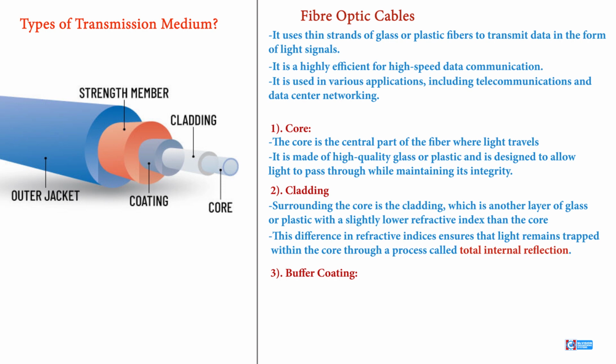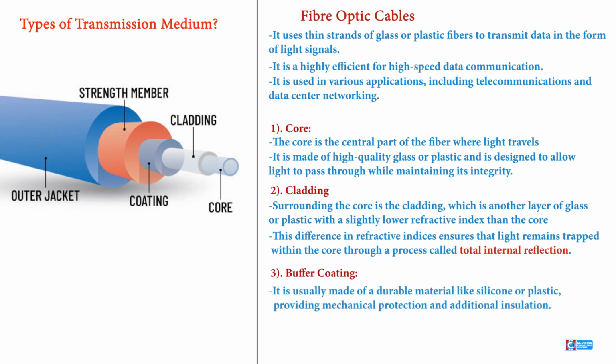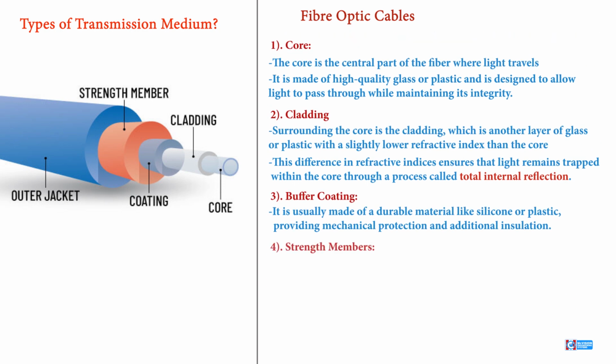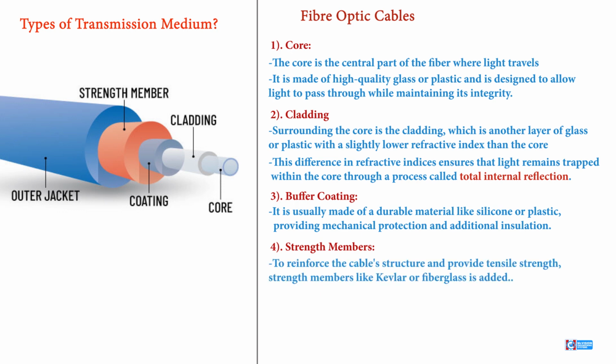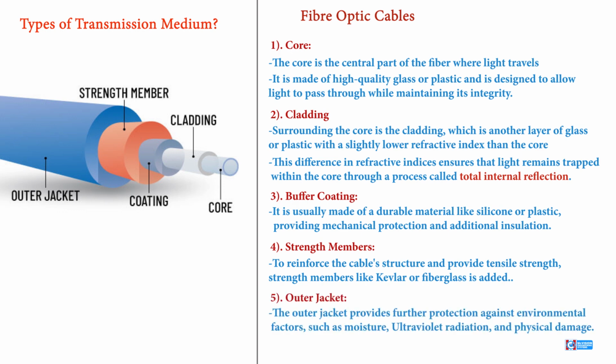3. Buffer coating. A protective buffer coating surrounds the cladding. It is usually made of a durable material like silicone or plastic, providing mechanical protection and additional insulation. 4. Strength members. To reinforce the cable's structure and provide tensile strength, strength members like Kevlar or fiberglass are added. 5. Outer jacket. The outer jacket provides further protection against environmental factors such as moisture, ultraviolet radiation, and physical damage.